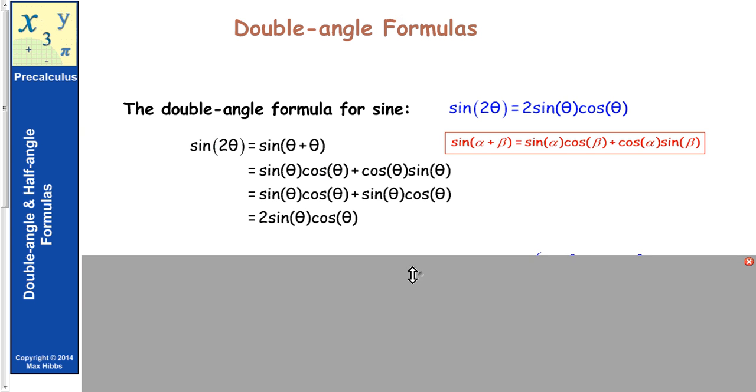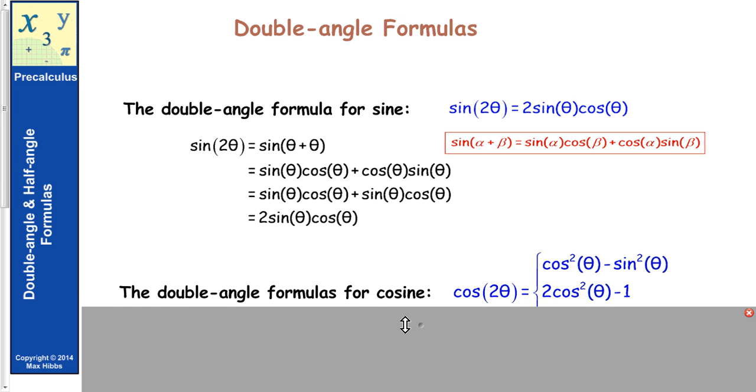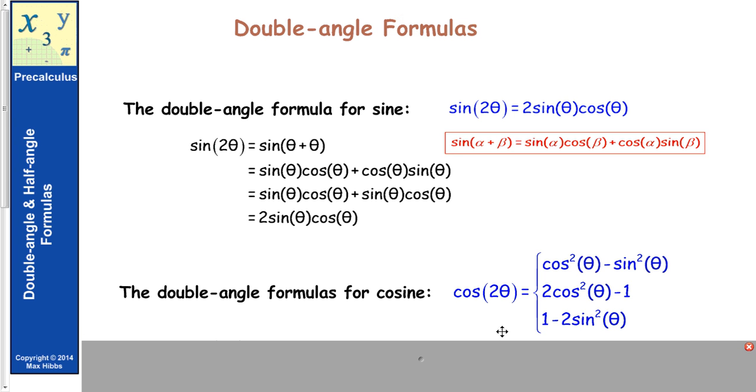Now the next one we're interested in is the double angle formula for cosine. And what I'm going to point out here is that there's actually 3 different versions of it. And we use the version that is most appropriate or most useful for us at the time. We'll see why there's 3 different versions in a moment. But the cosine of 2 theta could be written as cosine squared theta minus sine squared theta, or it could be written as 2 times cosine squared theta minus 1, or it could be written as 1 minus 2 sine squared theta. Each of those is equal to the cosine of 2 theta.